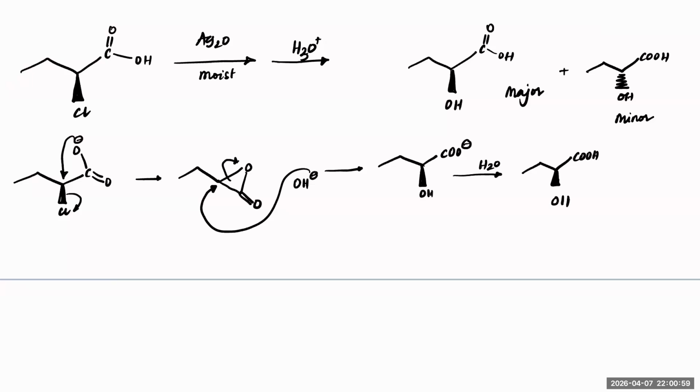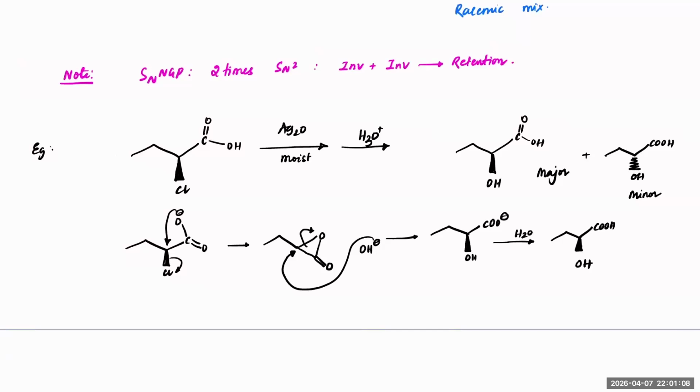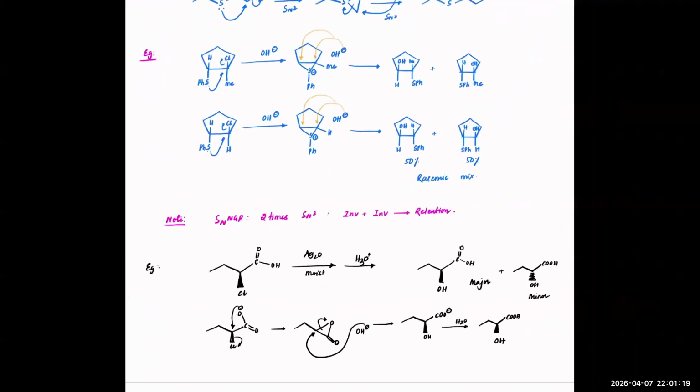So I hope you can understand that. You could see that the configuration is retained. How chlorine was, the same way the OH has come. This is called retention of configuration. Right? So please see these two examples clearly.